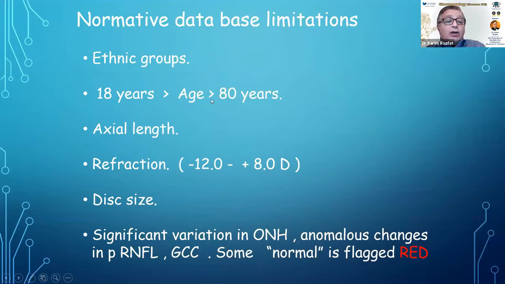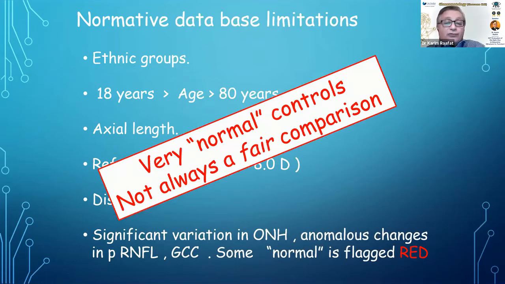Always consider the age. The machine has a database only between 18 and 80 years. Under 18 years, we don't have a normal database. And it always varies with the axial length and refraction, and as I said, with the disc size. And sometimes anomalies, like peripapillary atrophy, give us a variation which is marked as red, which is not red as a disease, but red as a misinterpretation of the machine. So when we compare our data from the diseased eye to a normative database, this is actually a very normal control, and this comparison is actually not a fair comparison.